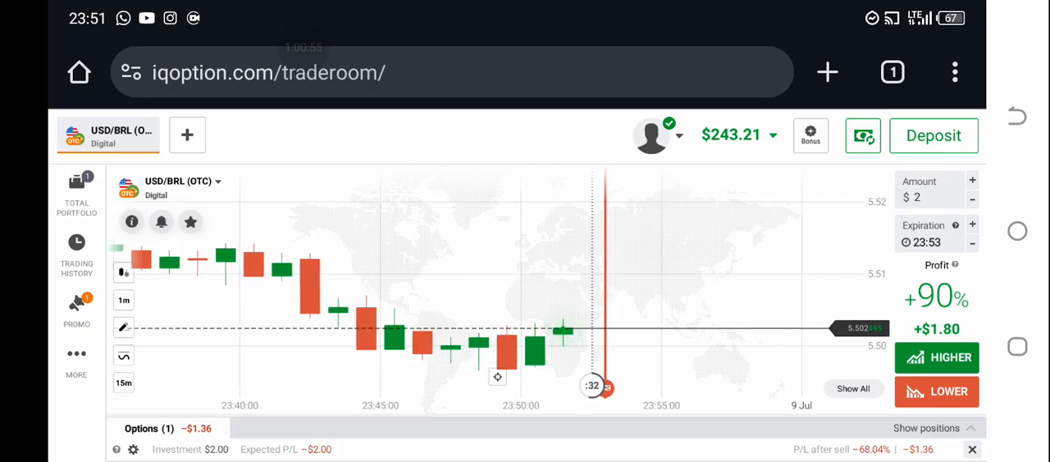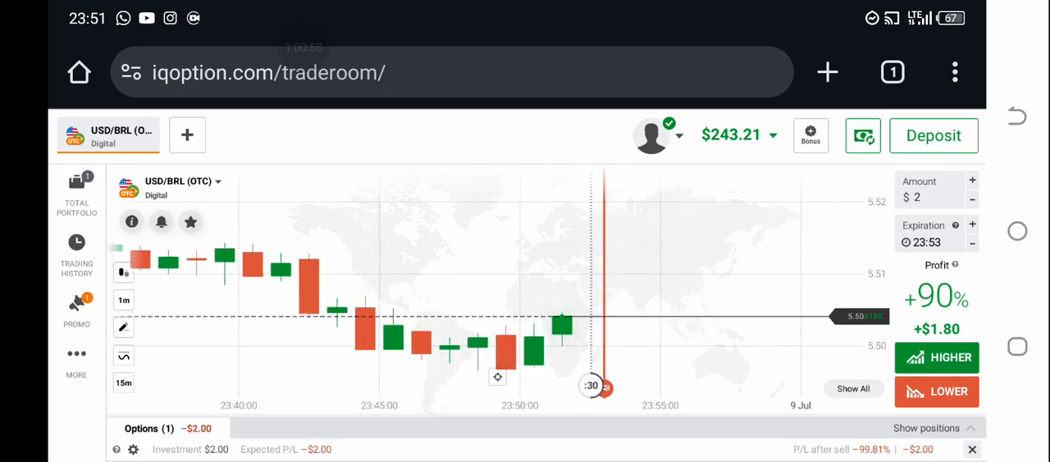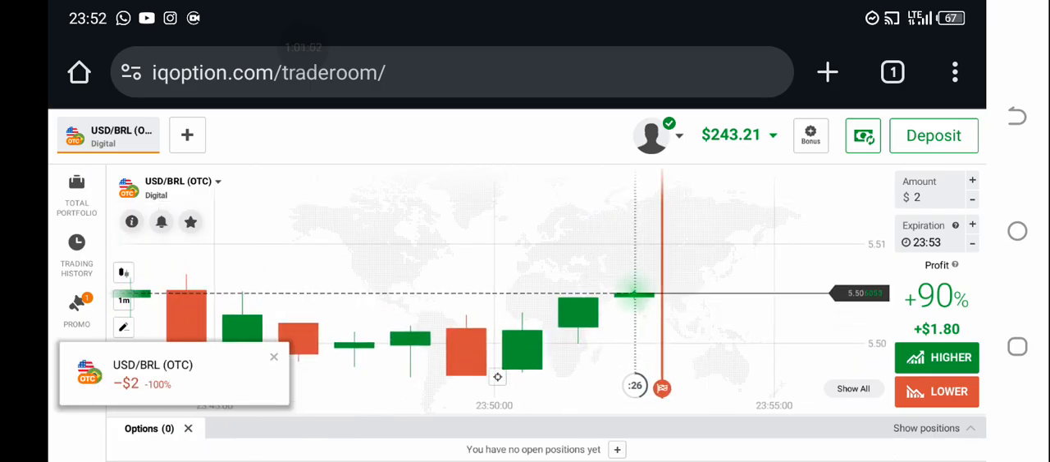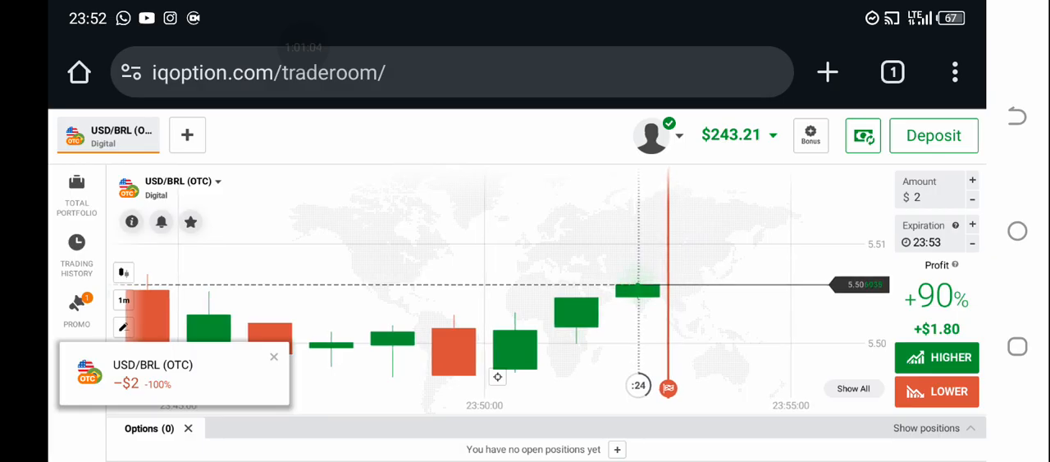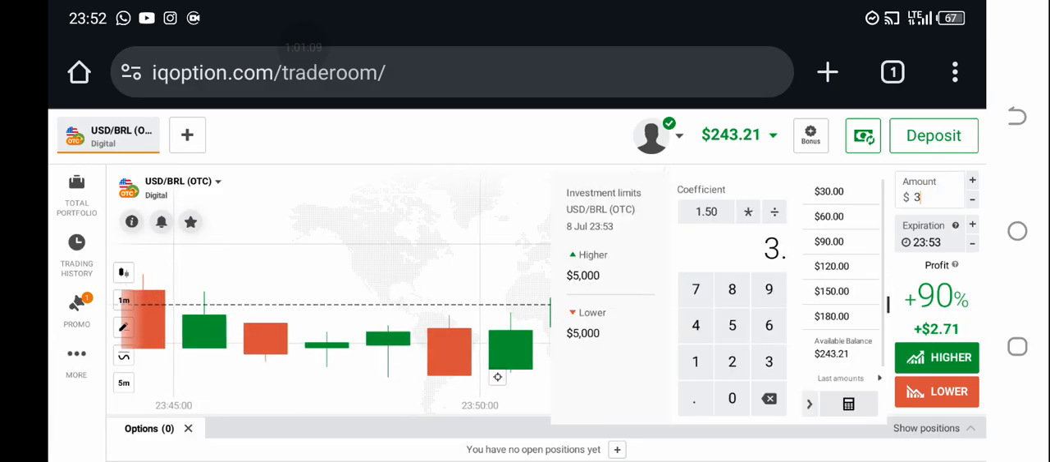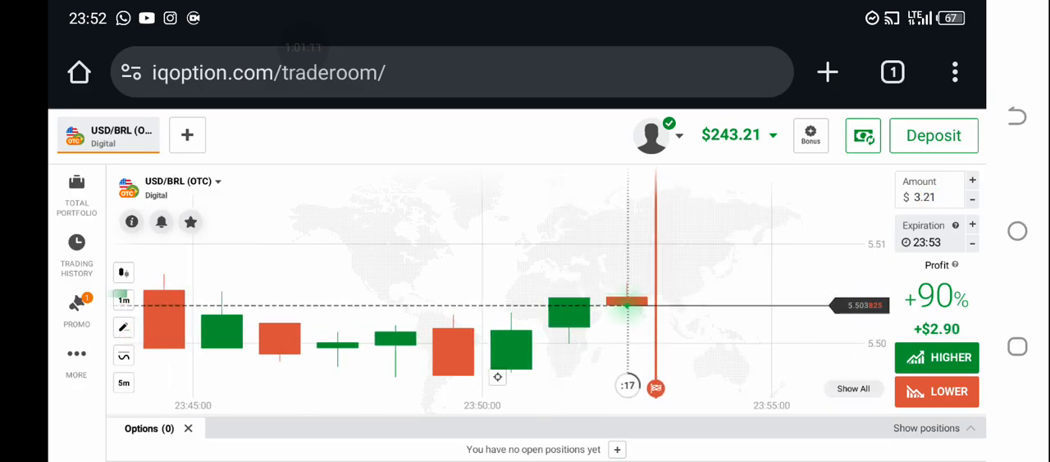So you can see that I've lost 2 trades now. 2 straight trades. Me that wanted to raise these trades to $50.